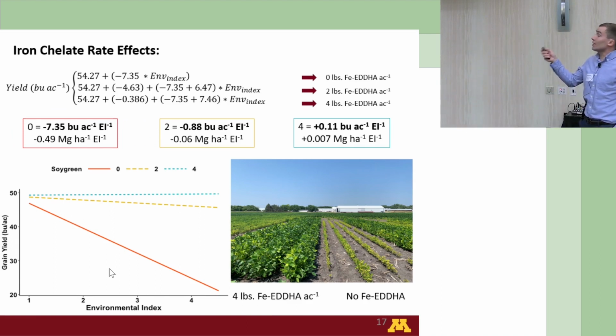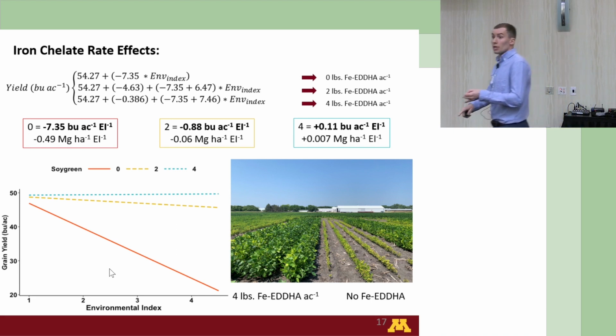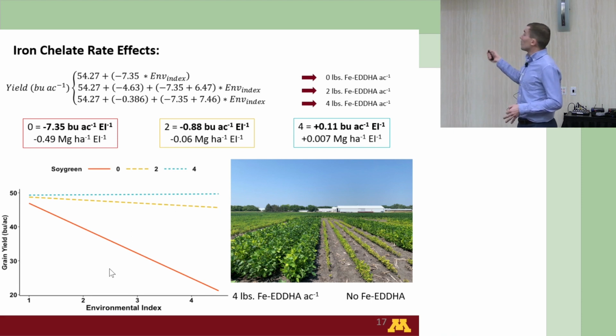To talk about the iron chelate rate effects, let's look at this figure on the right side of the graph. On the right side of the figure, we have a control plot, so a moderately tolerant variety without iron chelate application, planted at a lower seeding rate, and in this plot, we apply nitrogen. So the greenness score for this plot would be 4. So the environmental index in this scenario would be 4.